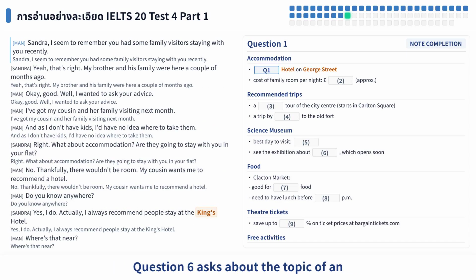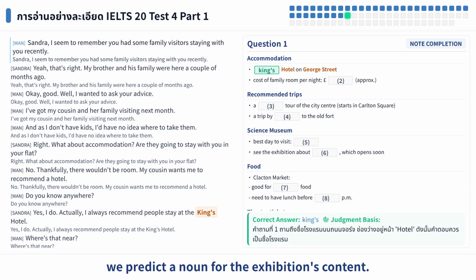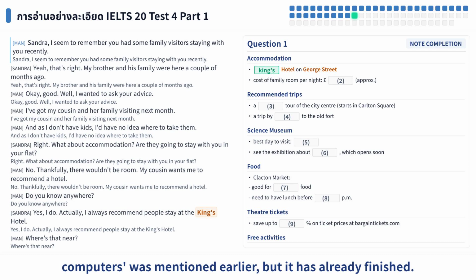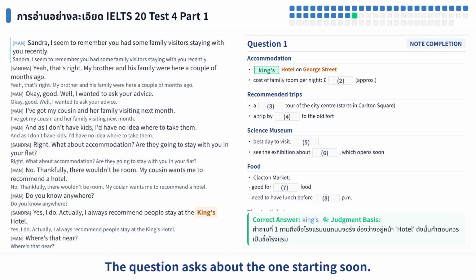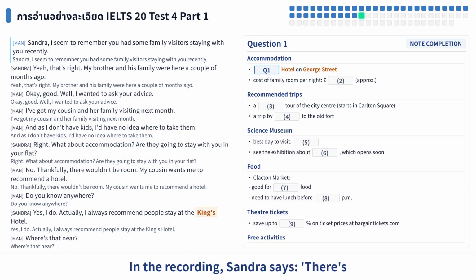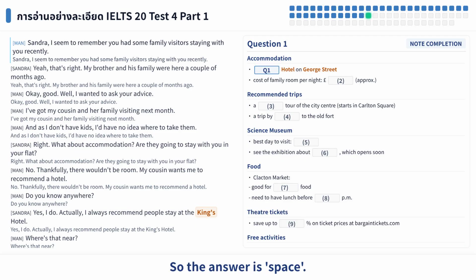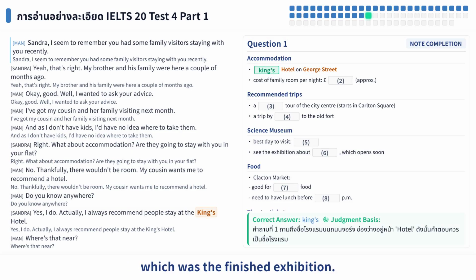Question 6 asks about the topic of an exhibition that will start soon. The word about comes before the blank, so we predict a noun for the exhibition's content. Note that an exhibition about old computers was mentioned earlier, but it has already finished. The question asks about the one starting soon. In the recording, Sandra says, "There's another one starting soon on space." The answer space is given directly. Just copy the word. So the answer is space. Be careful not to write old computers, which was the finished exhibition.